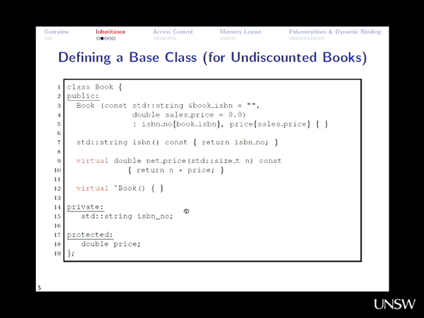We have an ISBN number, which is a string. We'd probably, in this book, of course, also want to store the name and other bits and pieces of this book, but we don't for this example. And we have a price.